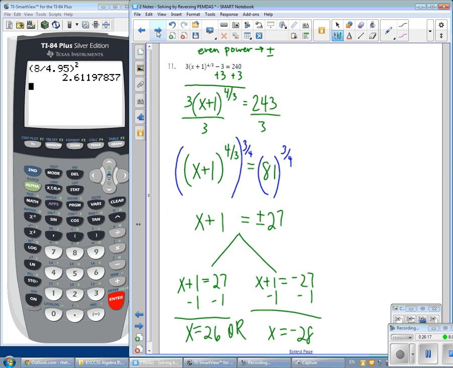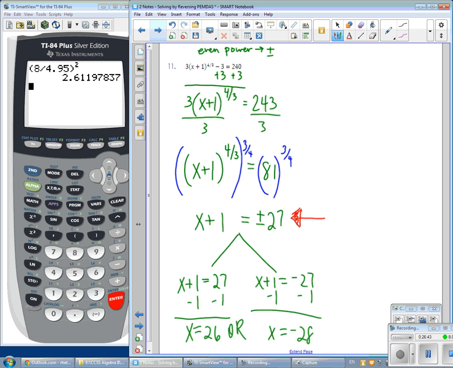In number 11, you're dealing with a power of 4/3, or an exponent of 4/3. That means you're dealing with an even power. You have to remember the plus or minus. The plus or minus comes in here when you're undoing that power. And so notice I'm going to end up with x plus 1 is equal to positive or negative 27. You're not going to wait till the very end and put the plus or minus. You're going to put the plus or minus when you're taking the root, and that occurs at that step.